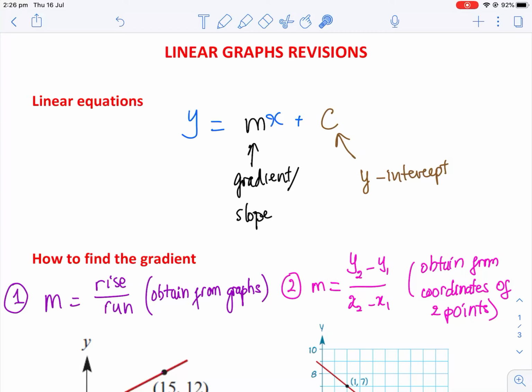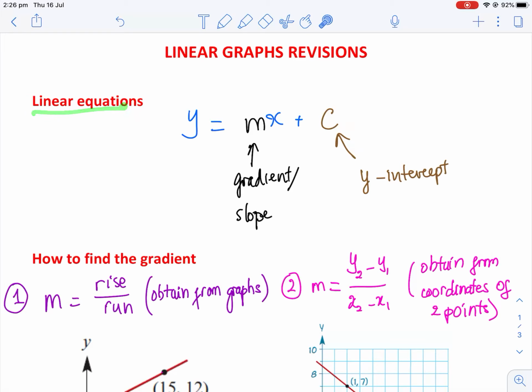Hi guys, in this video we're going to revise linear equations. For example, what is a linear equation, how many components are in there and how to find those components, and how to sketch a linear equation on a Cartesian plane. Those are going to be the main contents of this video.